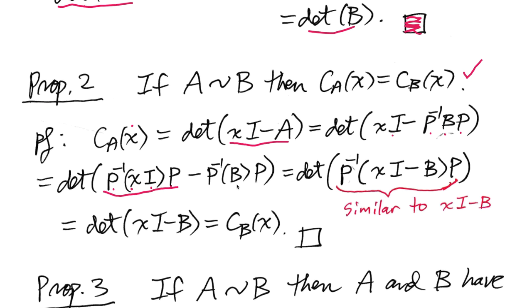Notice that in the second product I also put B in parentheses for a little emphasis, because we're going to see what's happening here. I'm doing the same thing to both of these products. I'm multiplying on the left by P inverse and on the right by P in both products. I could actually write it this way: P inverse times (xI minus B) times P. Is that clear?